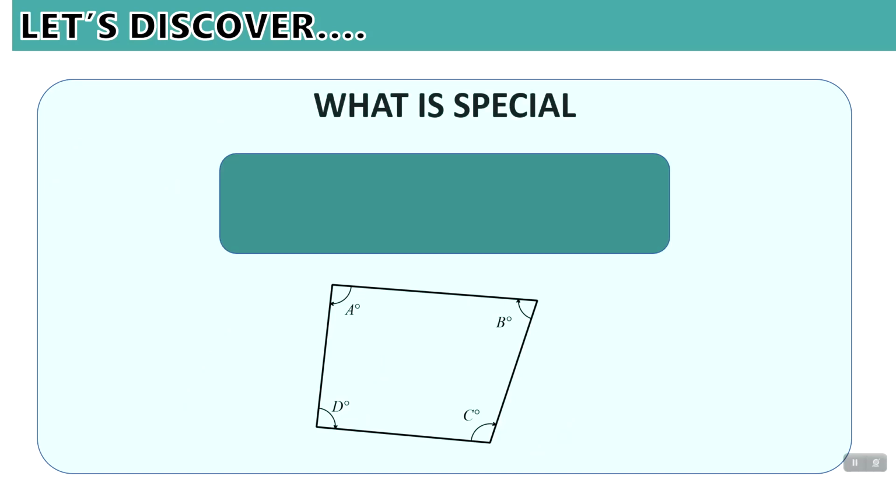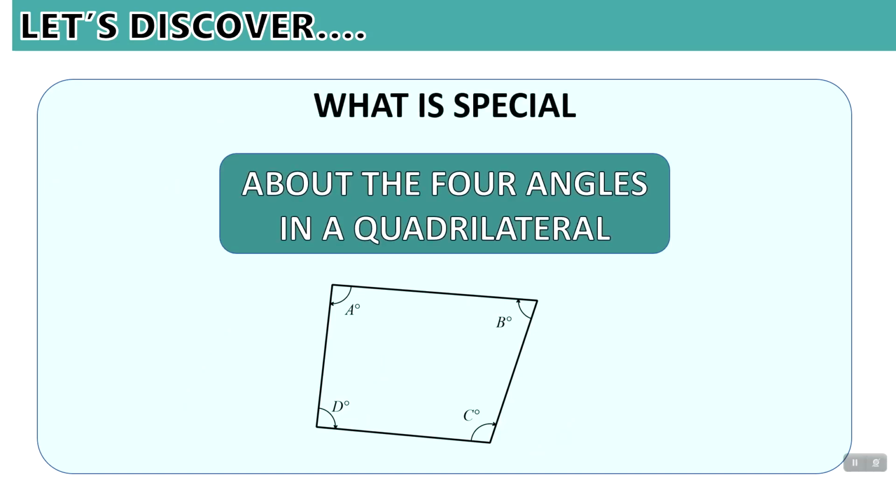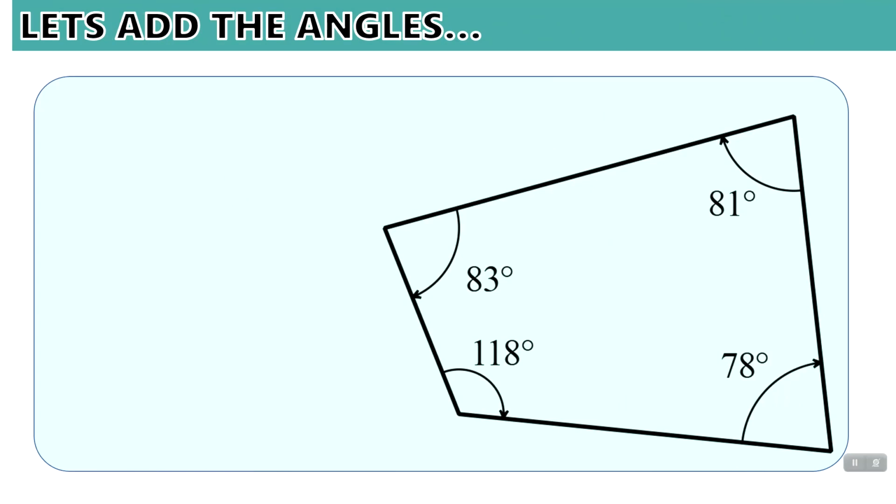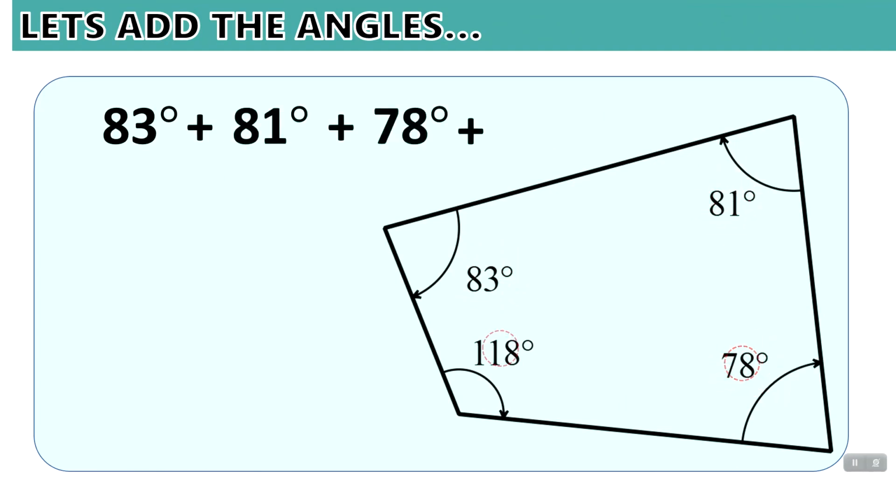But let's discover what is so special about the four angles in a quadrilateral. A, B, C, and D, the four angles. What happens when we add them all together? Let's take a look. Let's add 83 plus 81 plus 78 plus 118 to see what number we come up with. This is a four-sided shape, and we're going to find the sum now of all of the angles.